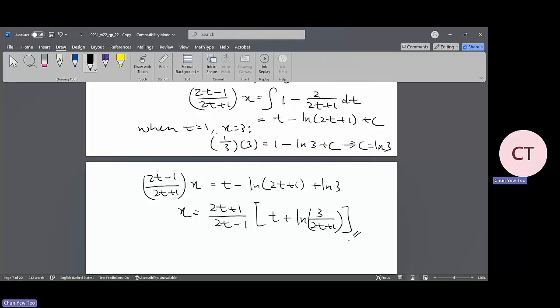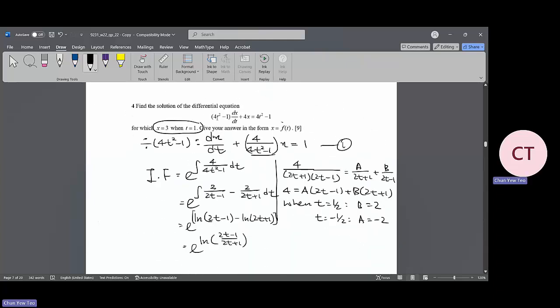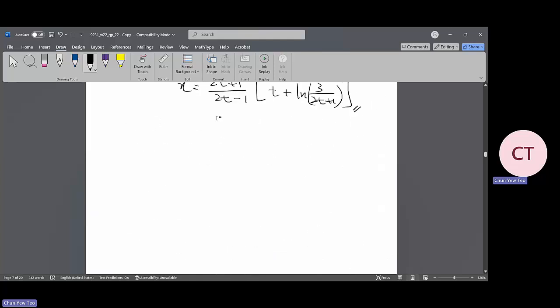So we can just leave it like that. There's no need for you to expand them. So we can just leave the answer like this. That's all. Okay, done. So this is the answer for question number 4. So now we move on to question number 5.